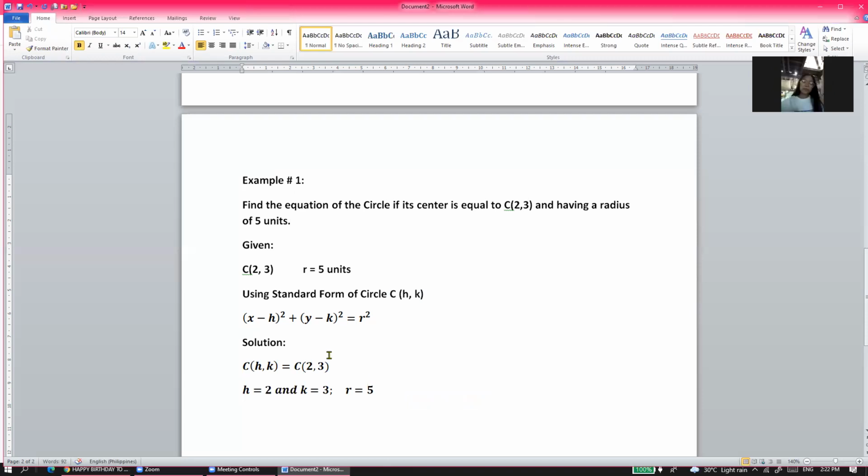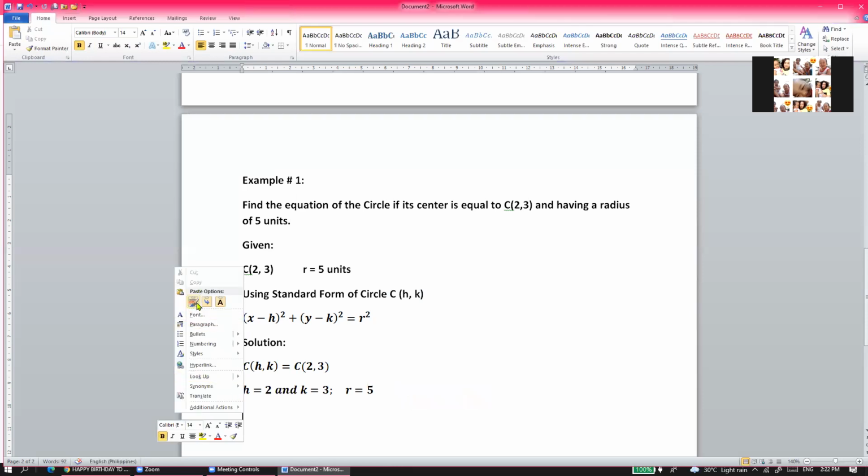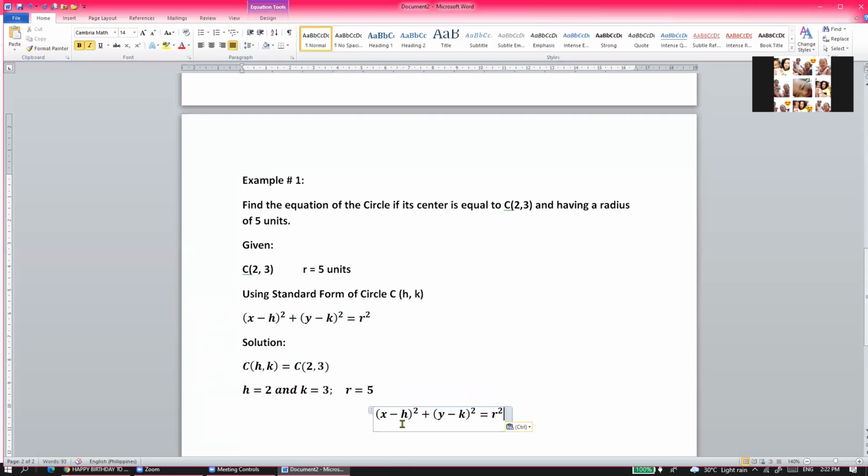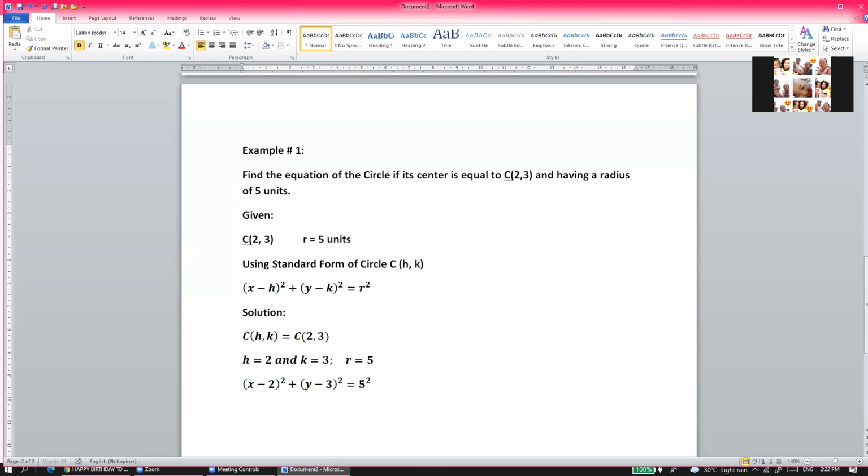Yes po. In order for us to calculate for the equation, copy-paste ko yung formula and then direct substitution. Ano ba ang value ng H? 2. So let me change H as 2. Ano ba ang value ng K? 3. So let me change K as 3. Ano ba ang value ng R? Di ba 5? So let me change R to 5. Then afterward, simplify natin ang ating equation.